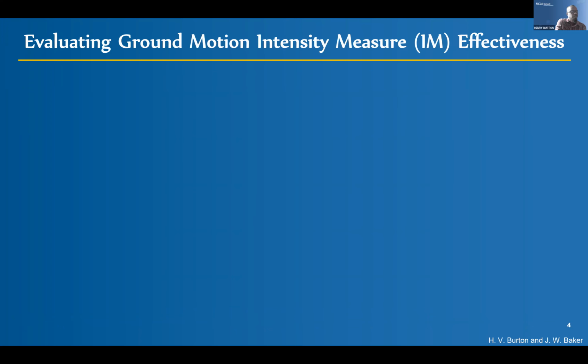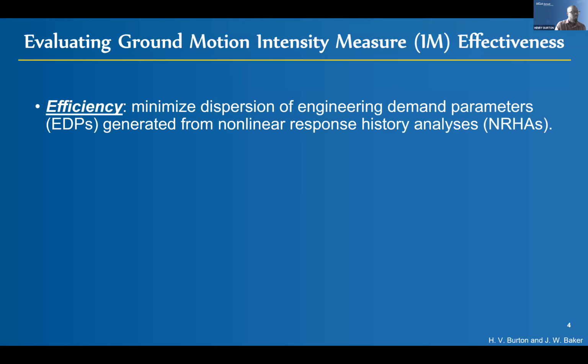There's a long history of studies on evaluating the effectiveness of different ground motion intensity measures, or IMs, for use in nonlinear response history analyses in the context of performance-based earthquake engineering. The earliest of these studies date back to the late 1990s and early 2000s. There are several different criteria that are used to evaluate IM effectiveness. One of the most popular is efficiency, which is based on the dispersion in the engineering demand parameters, or EDPs, generated during nonlinear response history analysis. The basic idea is that an efficient IM is one that minimizes the dispersion in the EDPs.